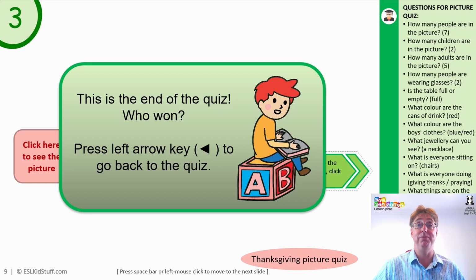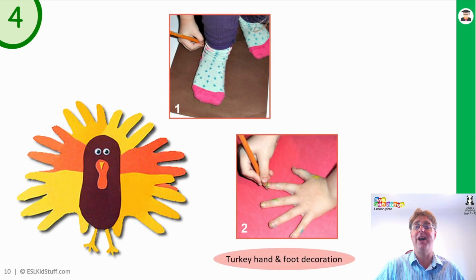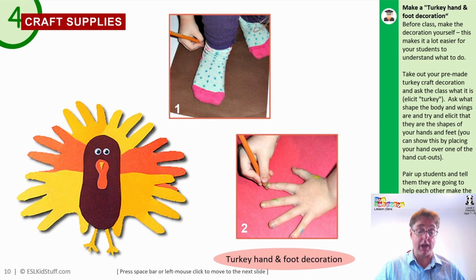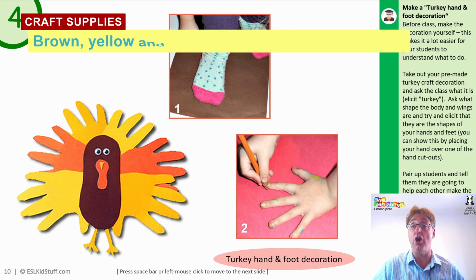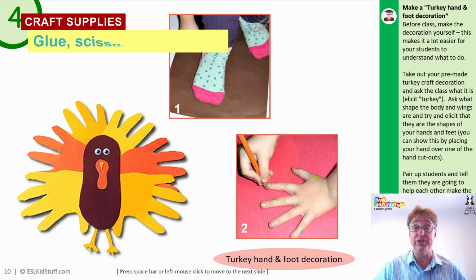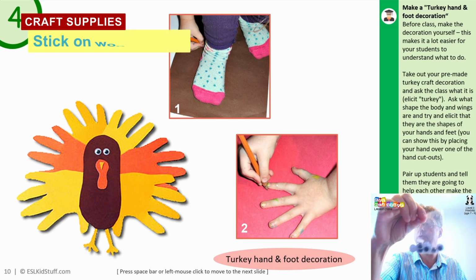As you've been going through, you've been keeping score on the board and you can see who's won. Right, so now we'll move on to a fun craft activity, and this is to make a turkey hand and foot decoration. So before class, you'll need to prepare a few supplies. You'll need brown, yellow and orange card or construction paper, glue, scissors and pencils, and some stick-on wobbly eyes for the eyes of the turkey.